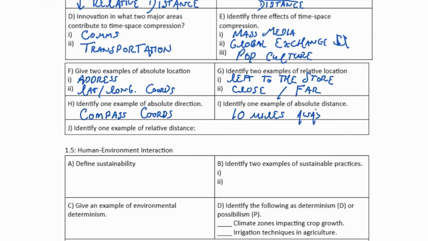And then identify one example of relative distance. You could use something like time, 20 minutes away. That's the greatest example of relative distance is time, in my opinion, because something can be an hour away, but be a short distance, but something else could be an hour away, be a long distance. Like, if I'm in the city, I'm not gonna get very far in an hour. But if I'm in the country, I can get pretty far in an hour.